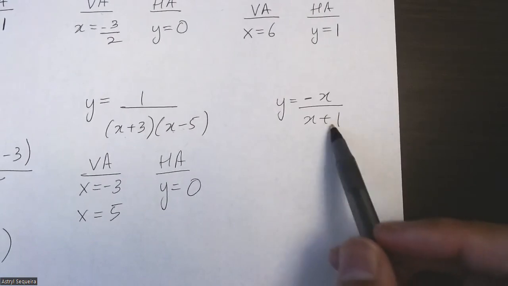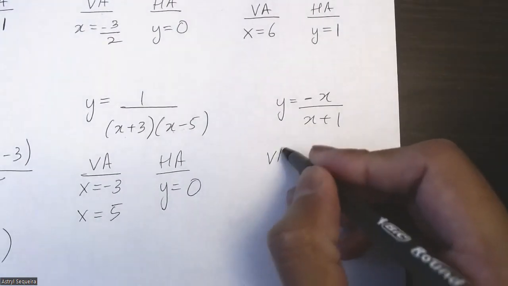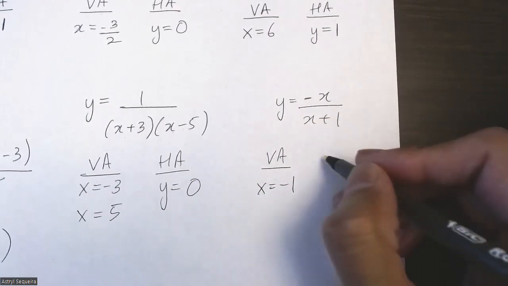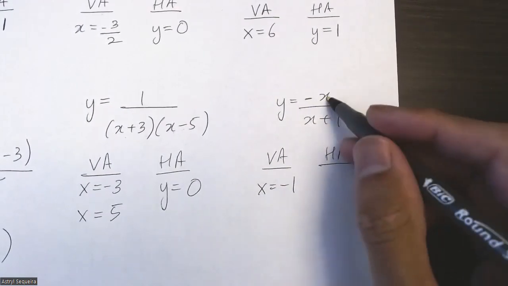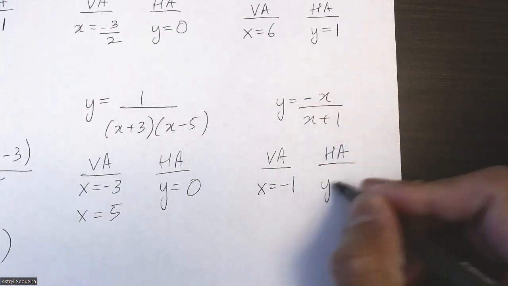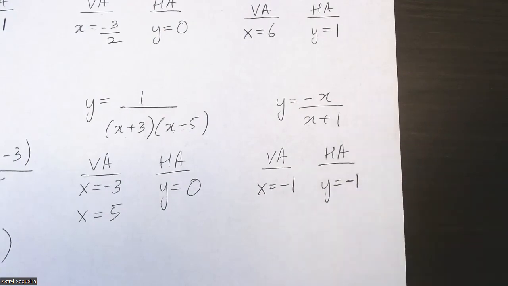And my last question over here, my vertical asymptote is the solution to the denominator, which is -1. For my horizontal asymptote, the degrees are the same, so I'm dividing coefficients. -1 divided by 1 is just -1.